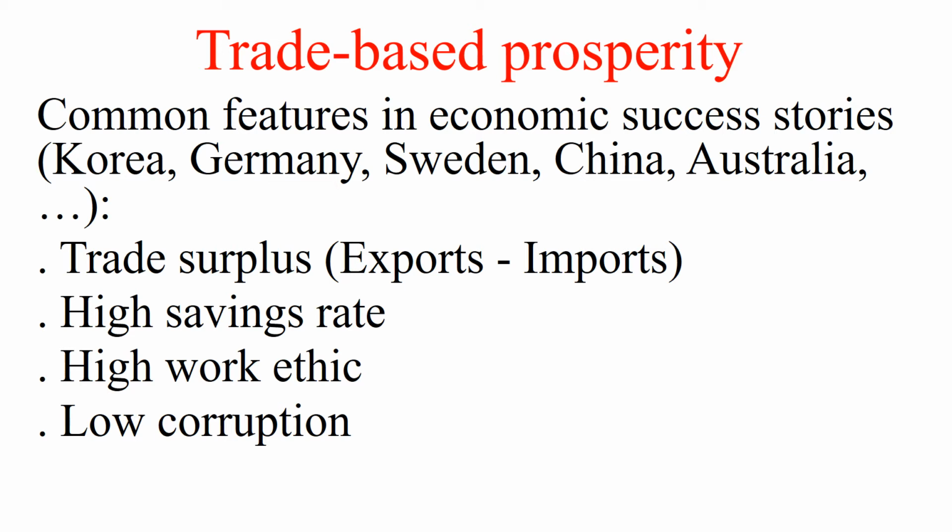So when we look at some of the economic success stories in the world, such as Korea, Germany, Sweden, China, or Australia, we see that they are quite different in many ways from one another. But there are four common features in all of these countries. The first one, which is the most relevant to our discussion here, is that they all are, without any exception, surplus countries. They register a trade surplus, meaning that they sell their products to outside more than how much they buy from other nations.